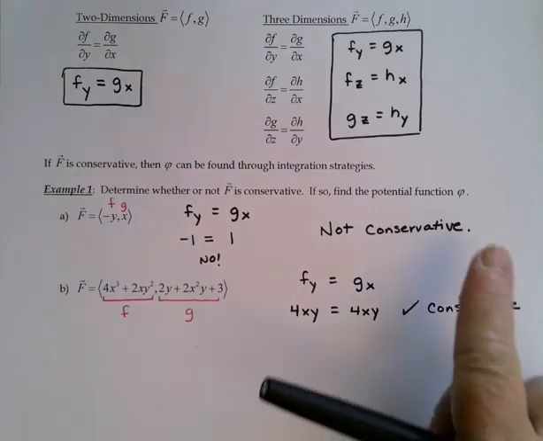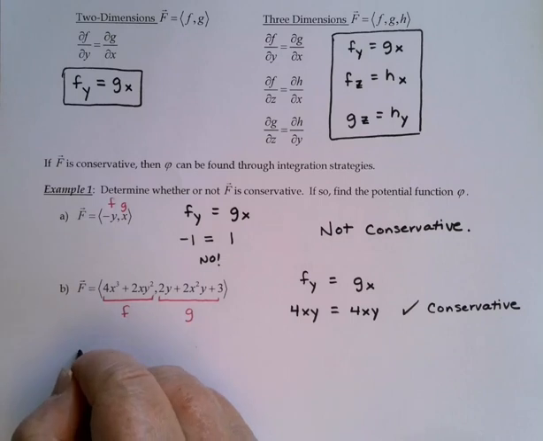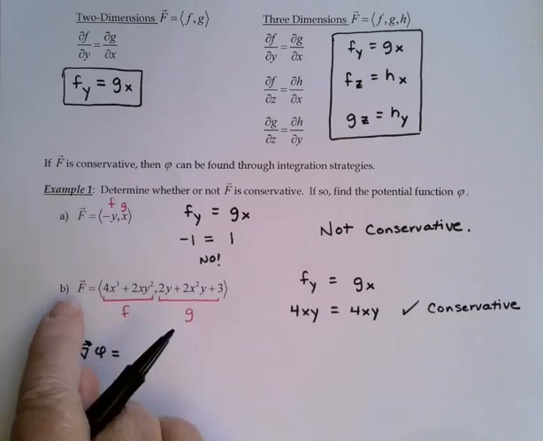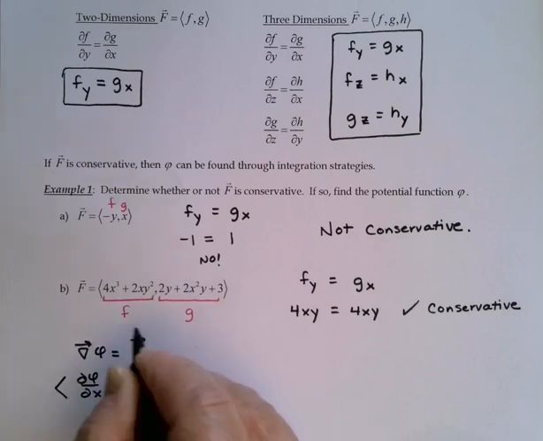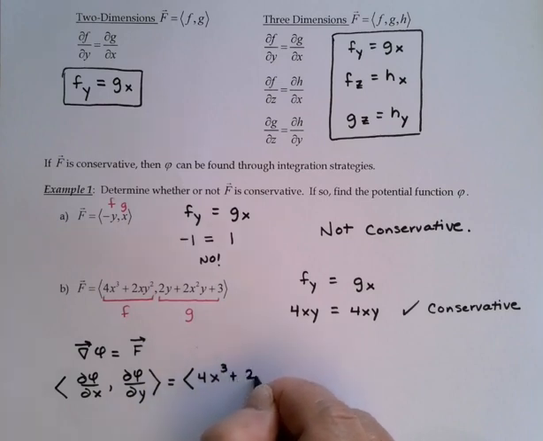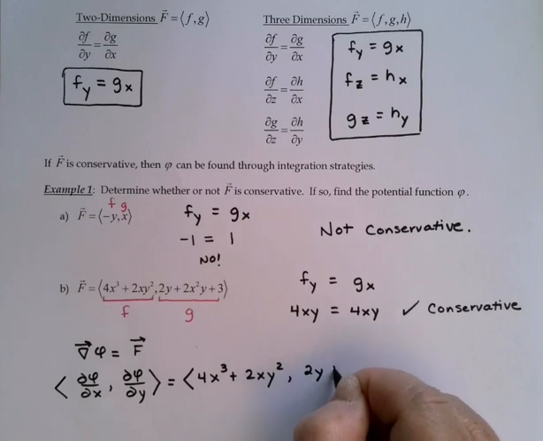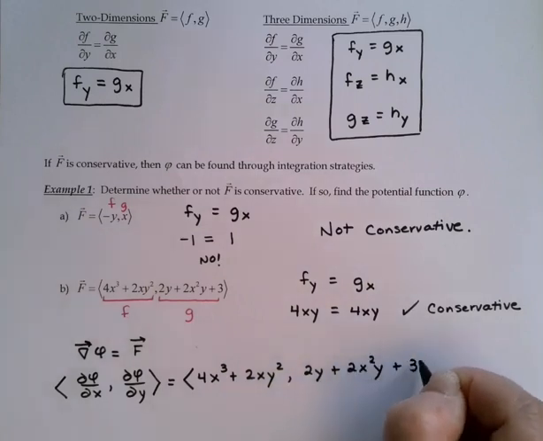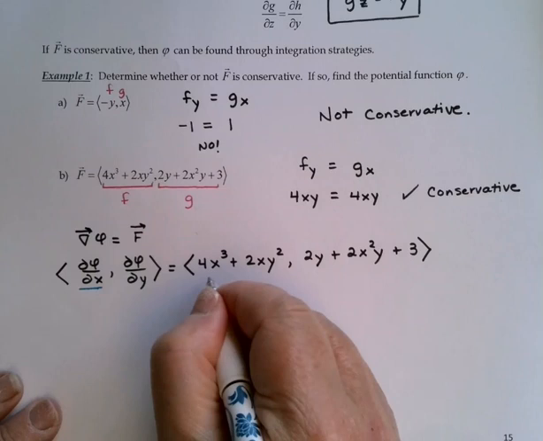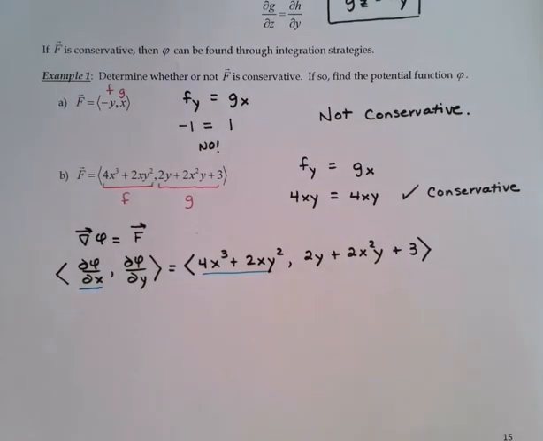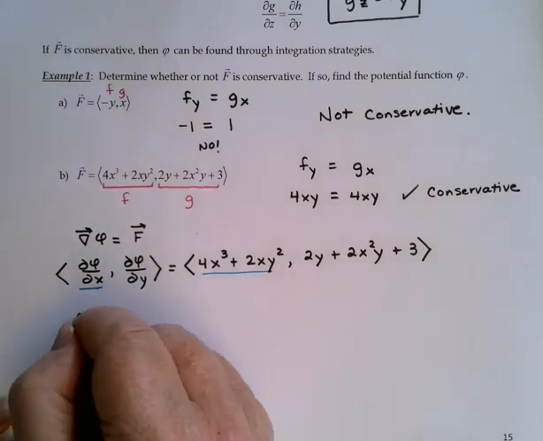All right, now that I know it's conservative, I'd like to find that potential function, that phi. And remember, the gradient of phi must be equal to F. The gradient of phi is the partial of phi with respect to x, partial of phi with respect to y, and that has to be equal to this. All right, I'm going to break this up, and I'm going to do each component separately. So I'm going to start with my first component, and I'm going to say the partial of phi with respect to x is equal to 4x cubed plus 2xy squared.